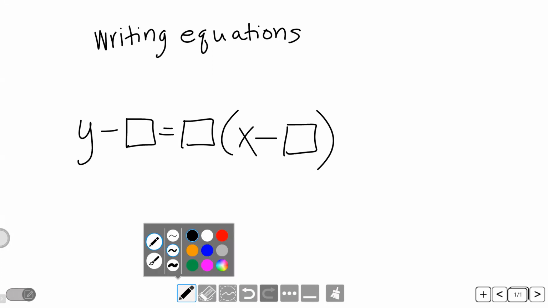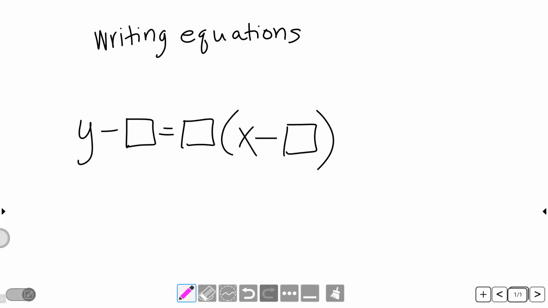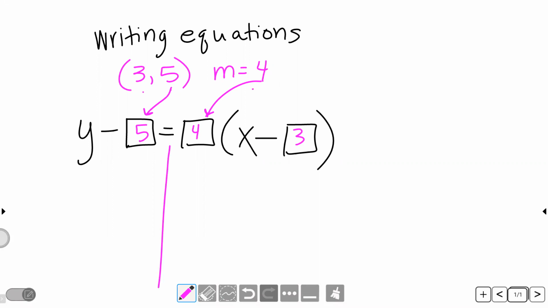So let's start with the easiest one. It's easiest when they tell you a point and a slope. And the reason that's easy is because you have all 3 of the numbers to put into 3 boxes. So remember, the slope goes here, the y goes here, careful of that, the x goes over here. And then you just solve.